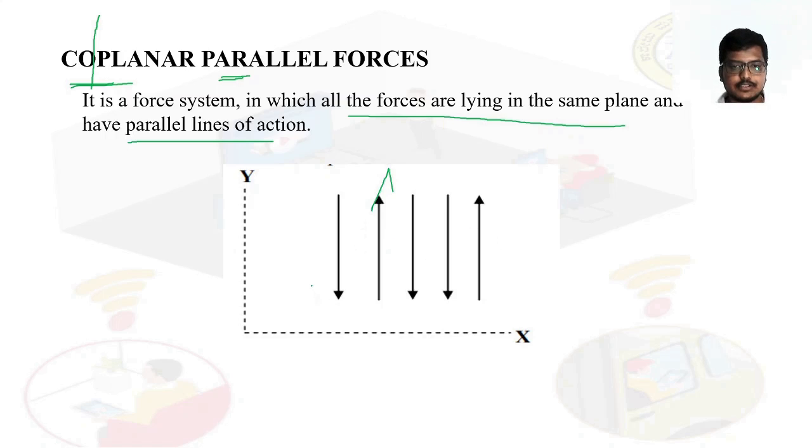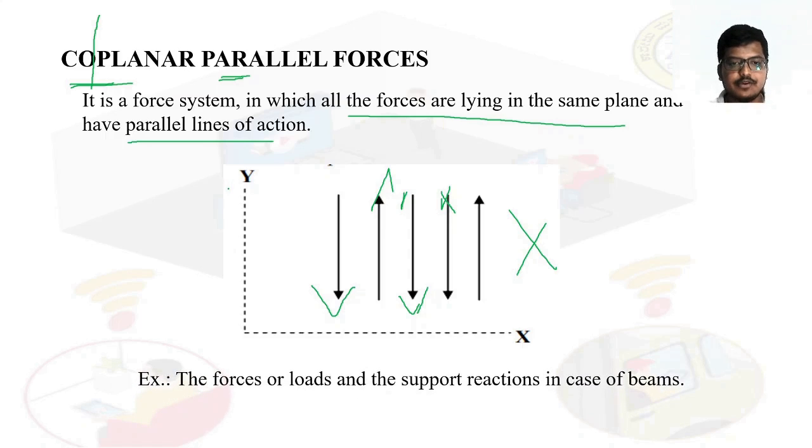Whatever may be the direction here, they will not coincide with each other. They will not cross each other. They are all parallel to each other. So what are coplanar parallel forces? It is a force system in which all the forces are lying in the same plane and have parallel lines of action, called coplanar parallel forces.